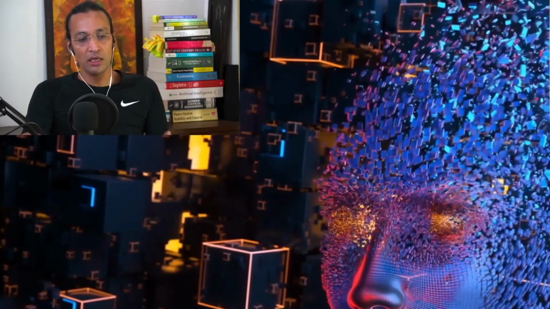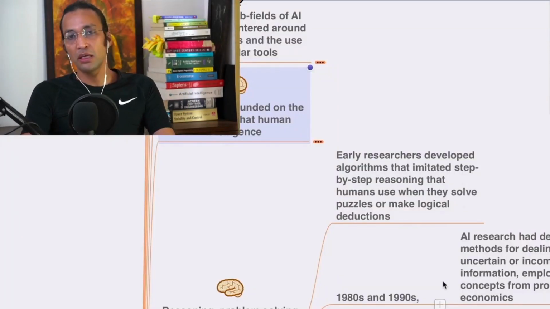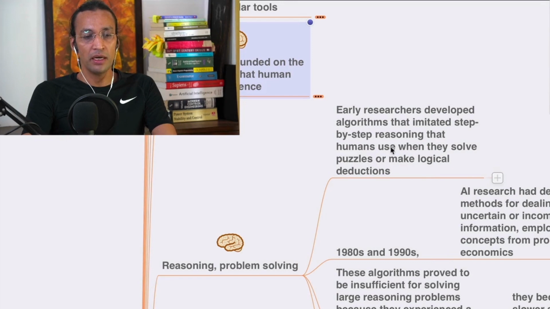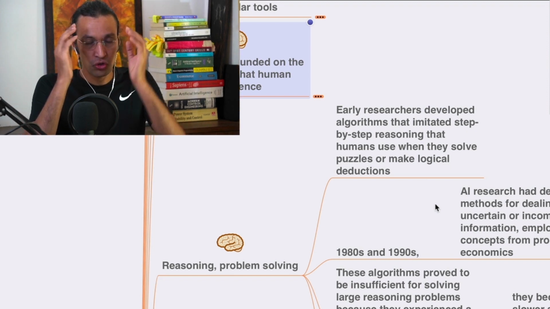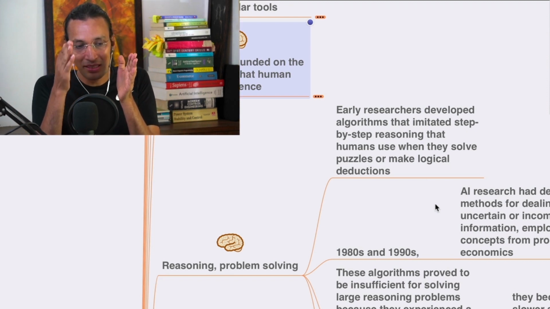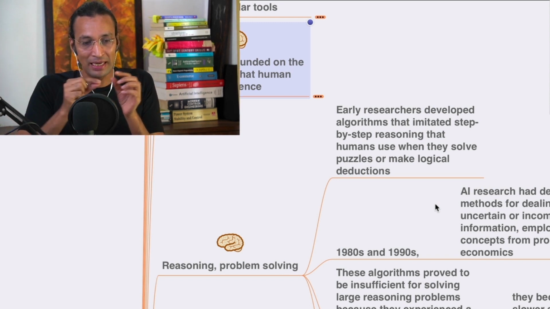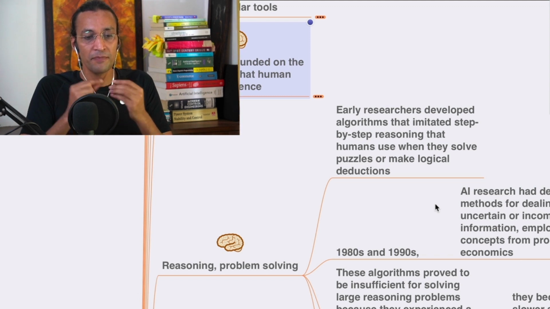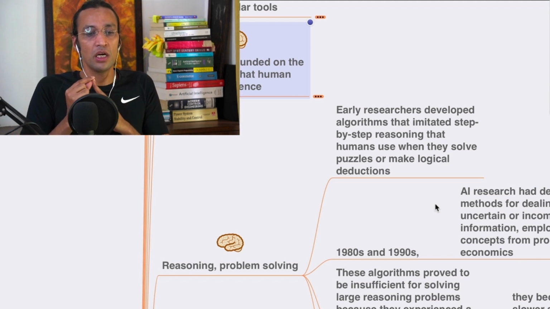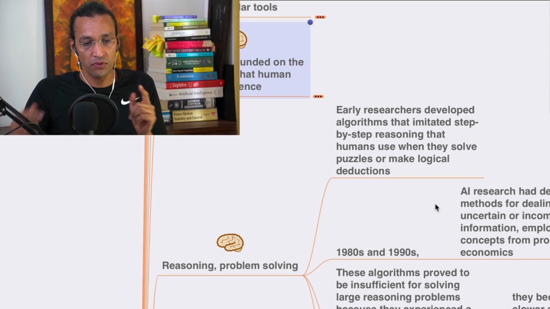In AI, reasoning and problem solving is part of it. Early researchers developed algorithms that imitated the step-by-step reasoning that humans use when they solve puzzles or make logical deductions. When we solve puzzles, we use reasoning for that. We humans, step by step, solve puzzles, play games, and make logical deductions. The same approach was used by researchers for AI.